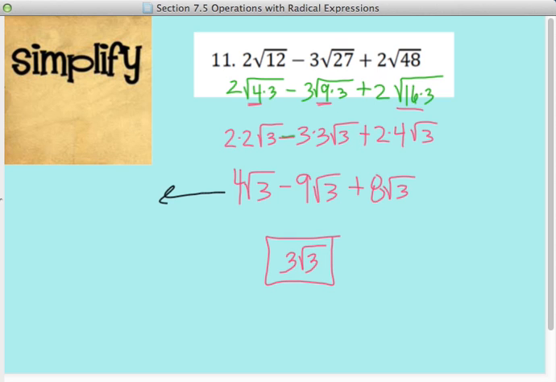This is exactly the same type of idea as this. These are like terms, so I can combine them. They have to be like terms. 4 minus 9 is negative 5. Negative 5 plus 8, once again, will give me 3x. So just to keep that in mind, they have to be the same.